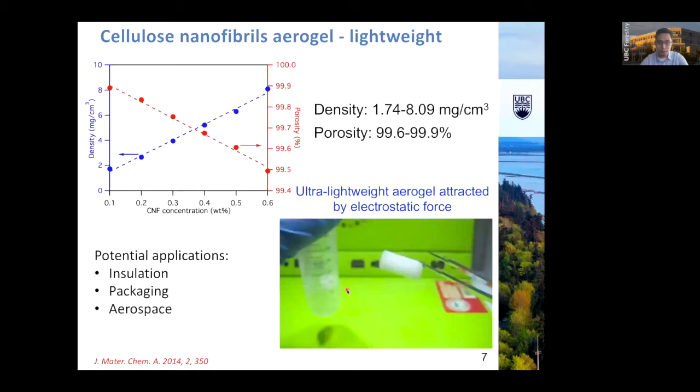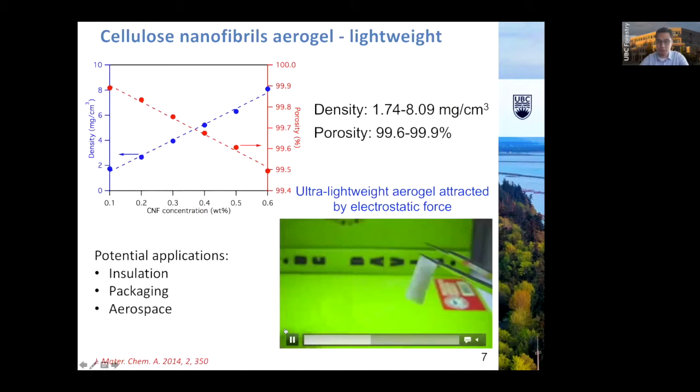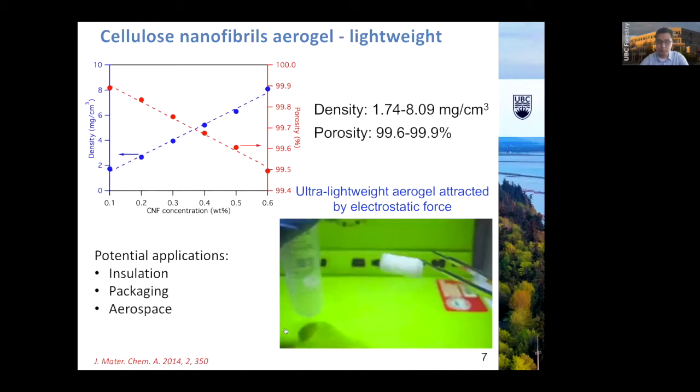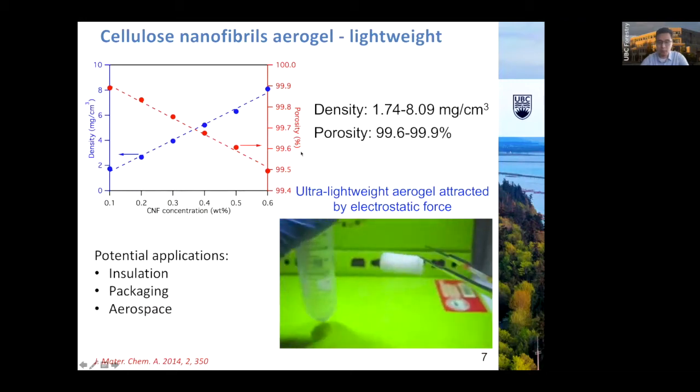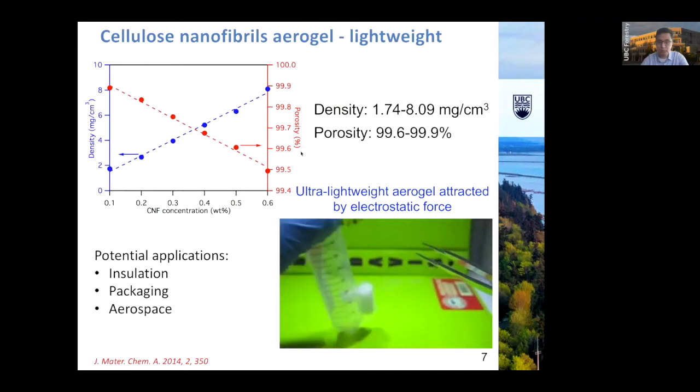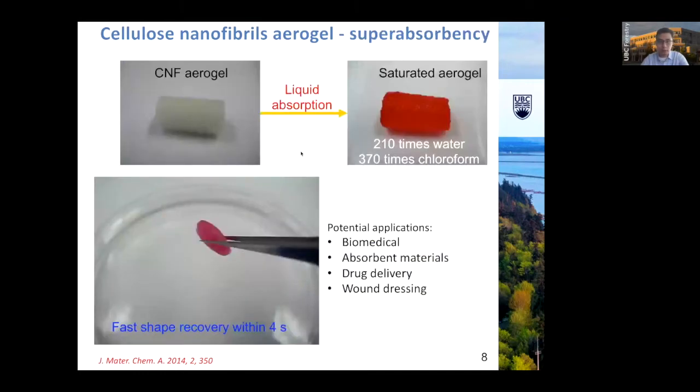Potential application, since this is very lightweight, can be thermal insulation. Trying to bring up the laser. Okay. This video just shows the light weight: the aerogel can be attracted by static force between the plastic tube and the aerogel, meaning it's very lightweight. Therefore, it can be useful for, for example, aerospace, packaging, and thermal insulation. Also, it is a super absorbent material. If you take a piece of this aerogel and put it into water or any other liquid, it can fully saturate within seconds.